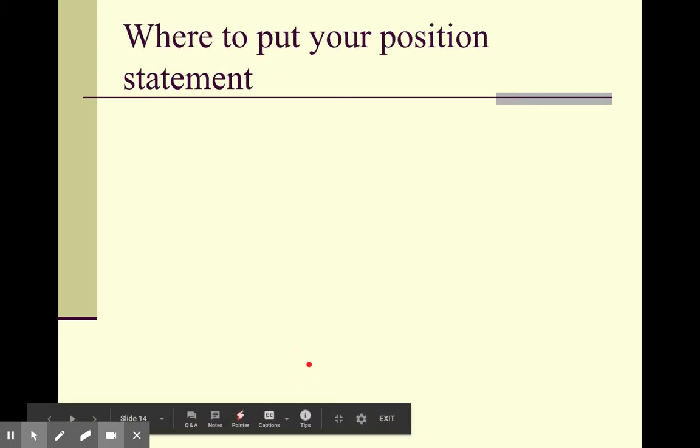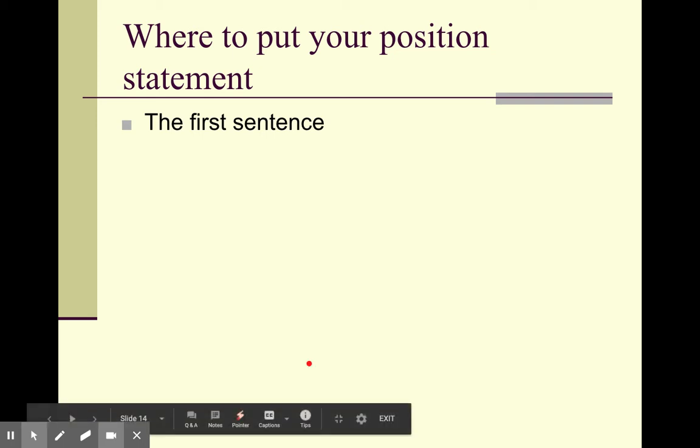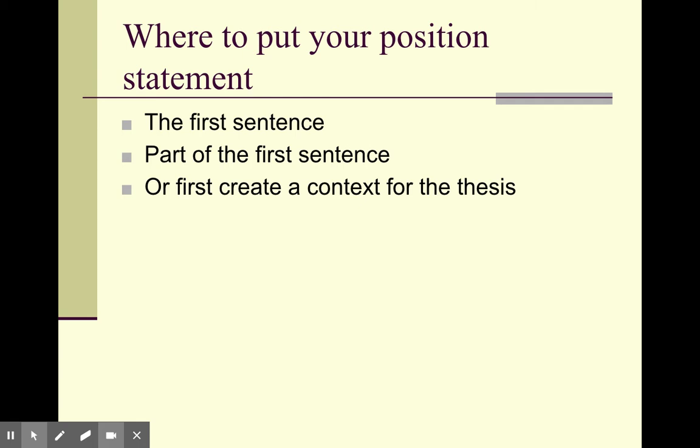All right. So where do you put your position statement in the introduction? You can choose to put it in the first sentence, have it right out there, and then just start writing your essay. That is perfectly fine. You can also introduce your thesis statement within the first sentence with a little bit of background information before it. That is also fine. You'll still get the thesis point. In order to get the sophistication point, you have to first create a context for the thesis. So you have to ease into it, just like you would in a prepared essay.